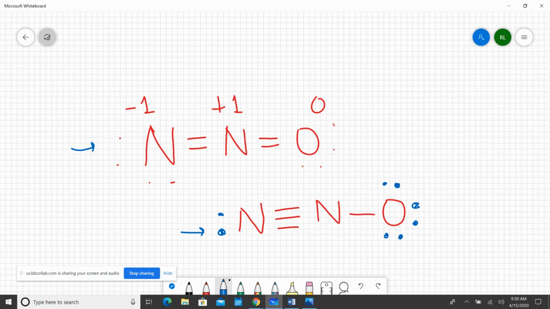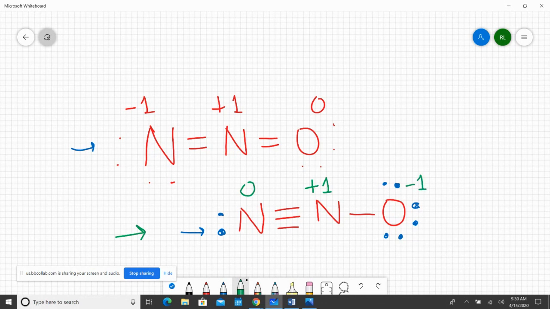Whenever you calculate the formal charge on this Lewis structure, the formal charge is going to look something like this. This nitrogen is going to have 0. This nitrogen is going to have +1. And this oxygen is going to have -1.